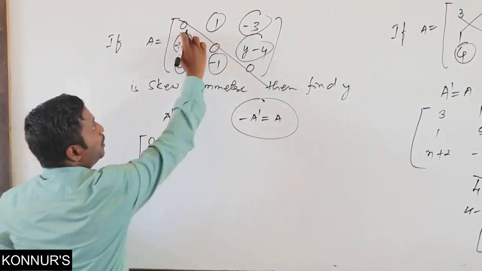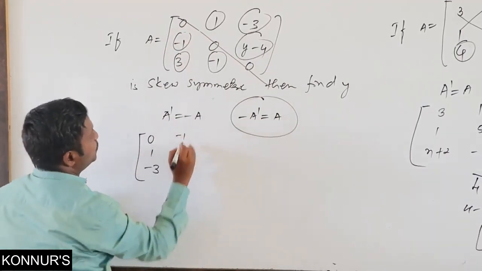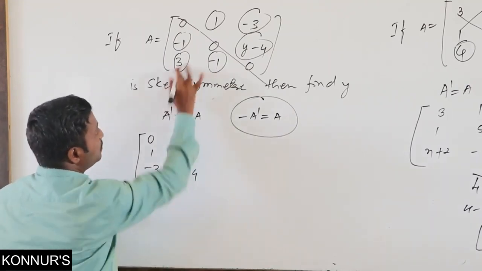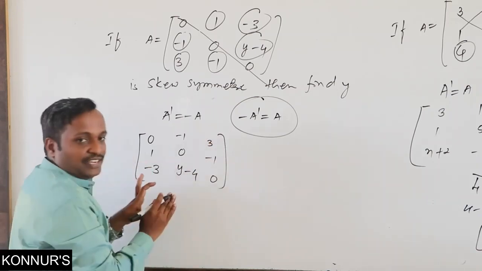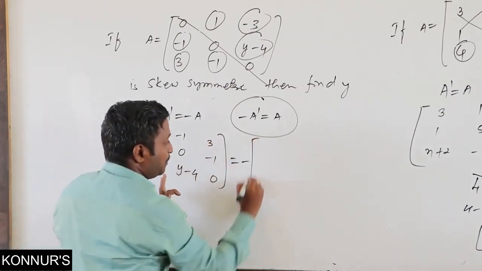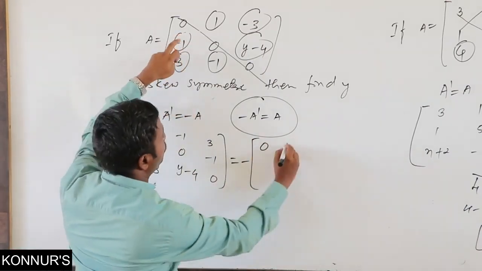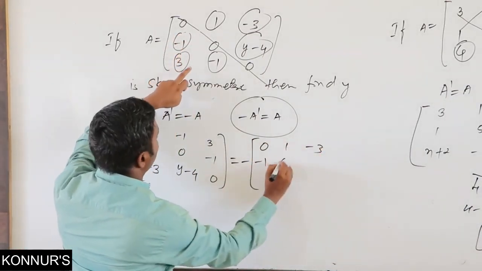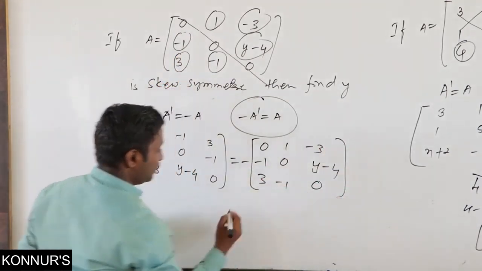0, row becomes column. 1, minus 3, minus 1, 0, y minus 4, 3, minus 1, 0. This is A dash, which is equal to minus A. Minus A becomes what? Minus of A. A keep as 0, 1, minus 3, minus 1, 0, y minus 4, 3, minus 1, 0.